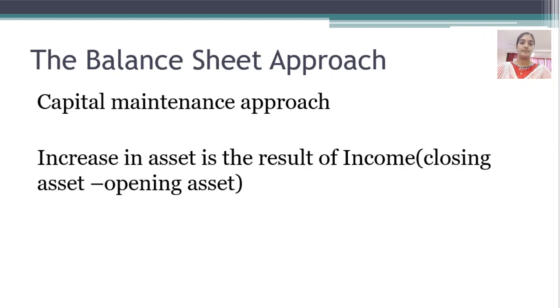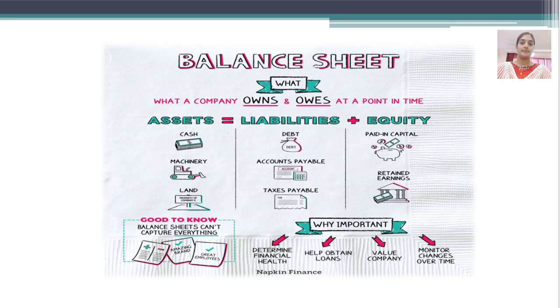Balance sheet approach. This approach is known as capital maintenance approach. It says increase in assets is the result of income. We know that net wealth or net worth can be measured from the data available in the balance sheet. It means if closing assets exceed opening asset, there is a profit. Since this approach measures income with the help of opening and closing balance sheet, it is called as balance sheet approach.